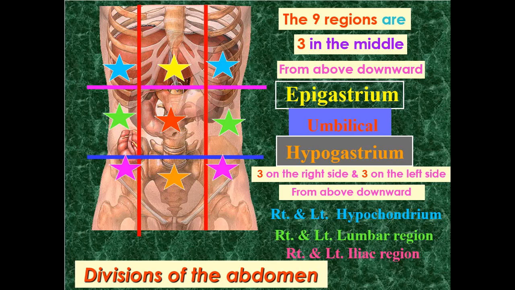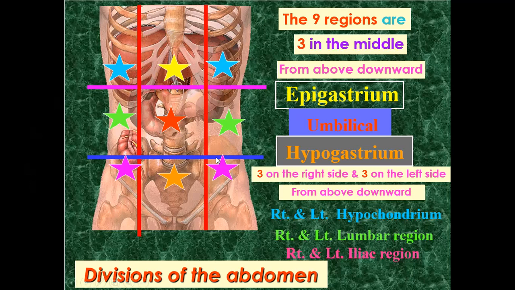If you become a surgeon and you want to operate on a particular organ, you should be able to locate where exactly you are supposed to put the incision. So you should know which organ or structure is present in which region of the abdomen. Okay, so these are the 9 quadrants, or 9 regions, of the abdomen.